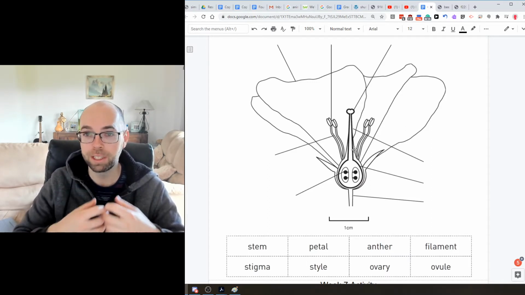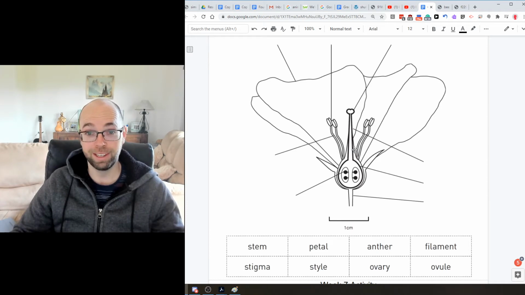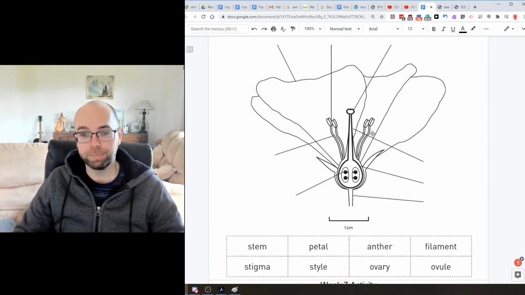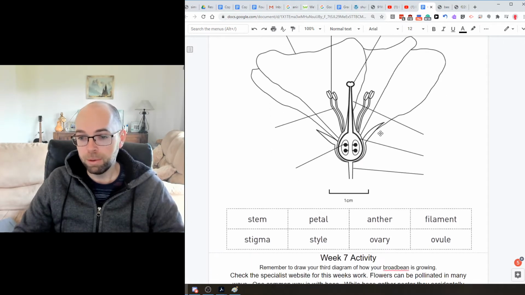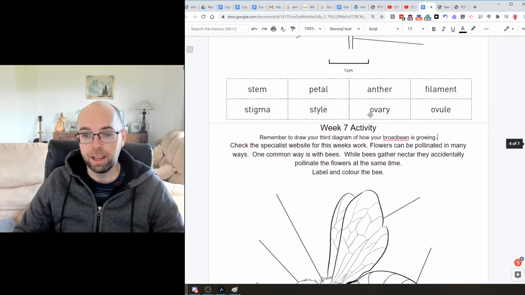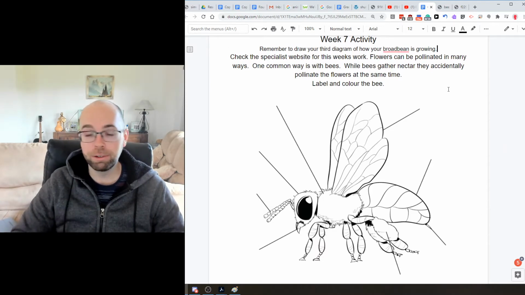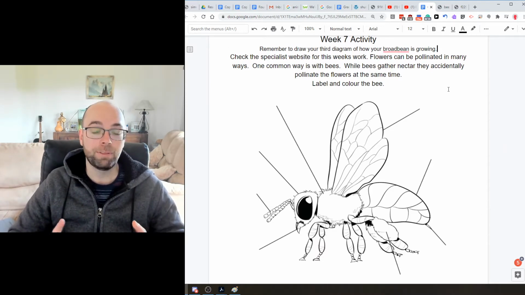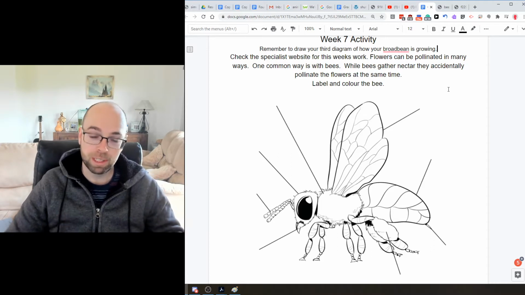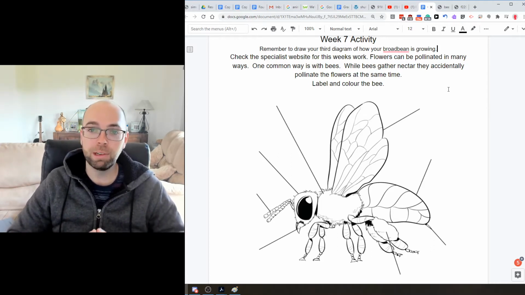Get pollinated so it can spread and grow new flowers. Okay, all right. So hopefully you remember all of that, because this week we're moving on to look a little bit about bees. Now, bees are not the only creature that pollinates flowers, but that was the example we used last week, and it's the most common example. So we're going to have a look a little bit closer at them and at their job.